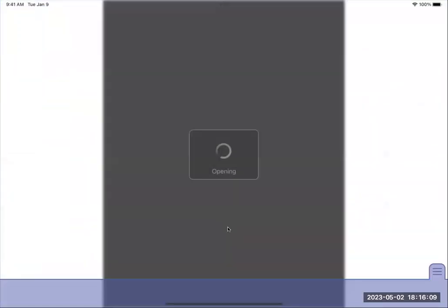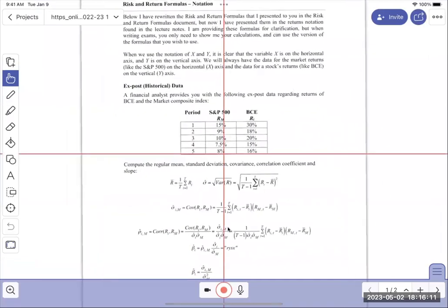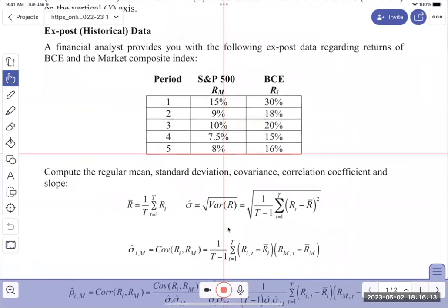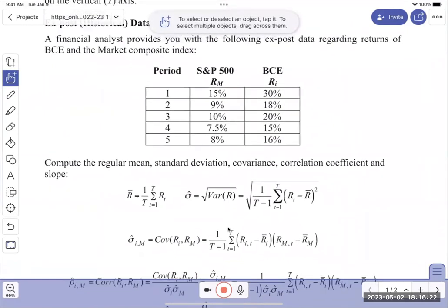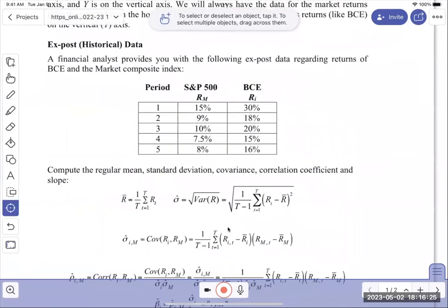So in the statistics review I wanted you to arrive here. This is the last page. These are the same statistics formulas that I had for what I called historical data, where each observation has equal weight. But I cast it in terms of financial variables. So I used R instead of X and Y, and I use RM as X and RI as Y.